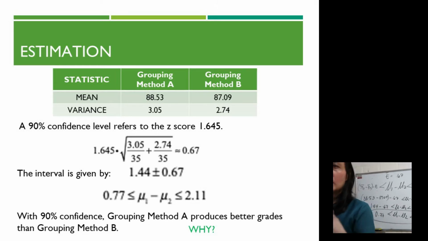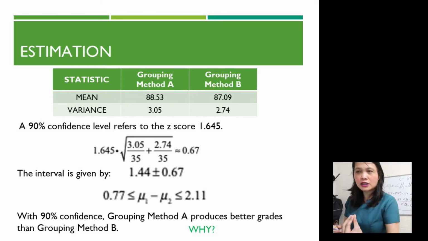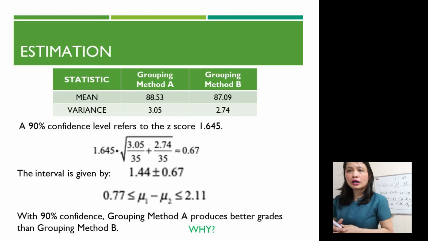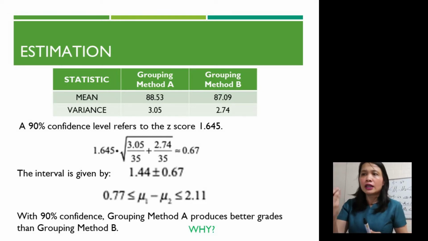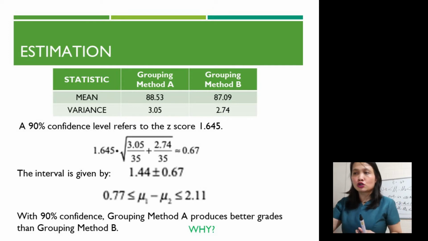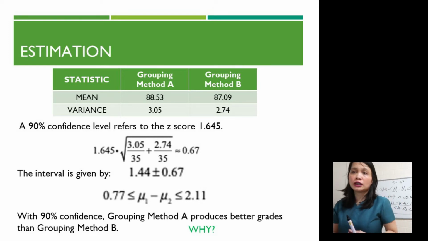With 90% confidence, grouping method A produces better grades than grouping method B. Why? Because in the given data, the mean of group A is 88.53 compared to the mean of group B, which is 87.09.